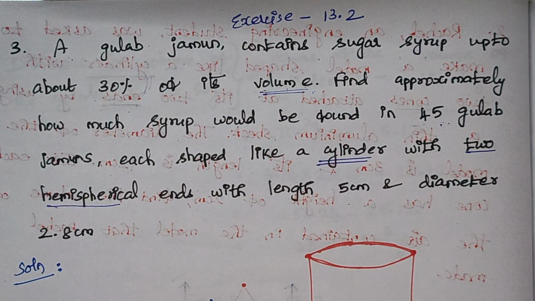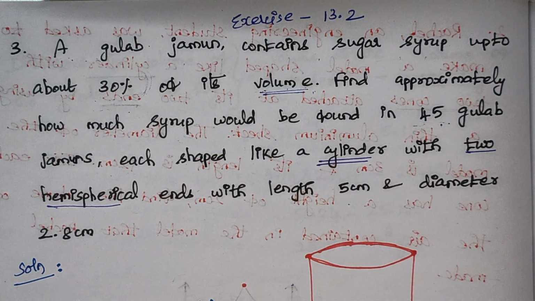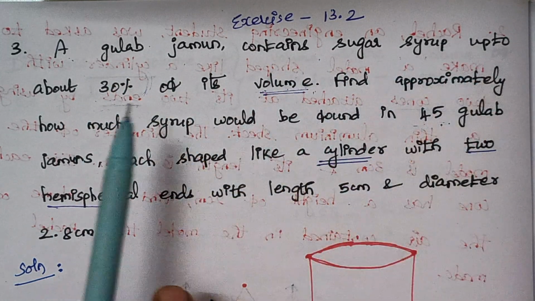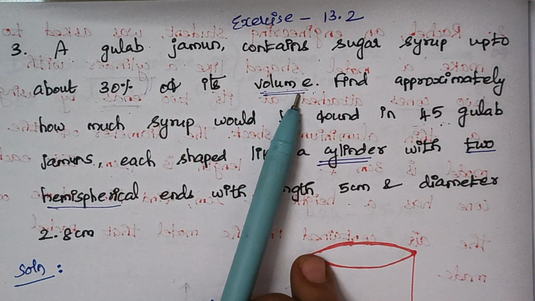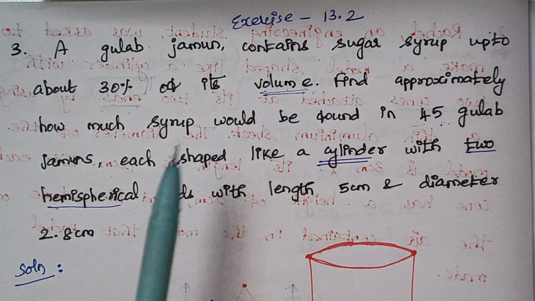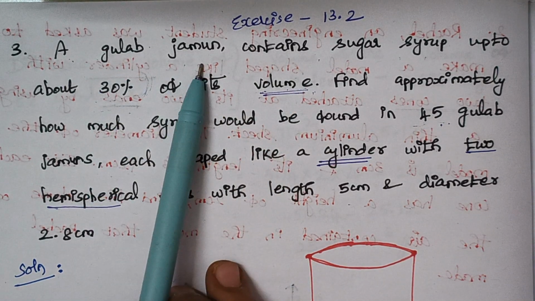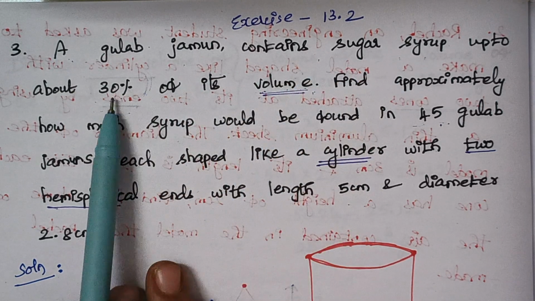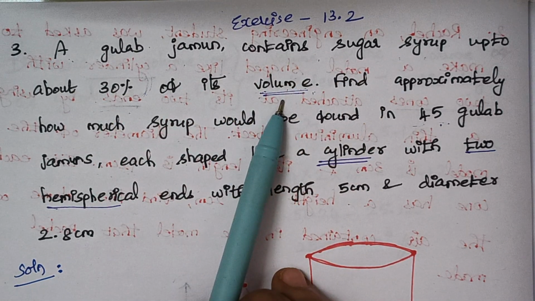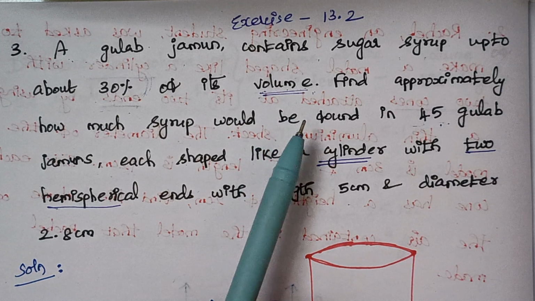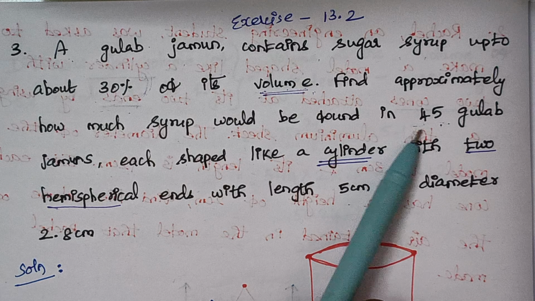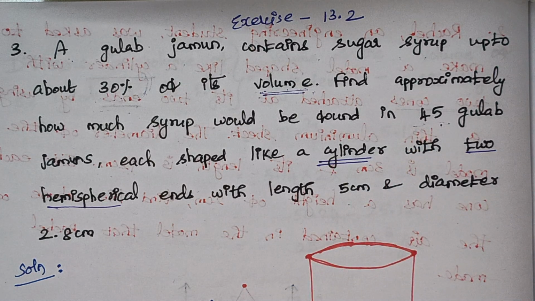So here, a gulab jamun contains sugar syrup up to 30% of its volume. We are discussing a single gulab jamun, so the sugar syrup is 30% of its volume. Now we have to find how much syrup would be found in 45 gulab jamuns.